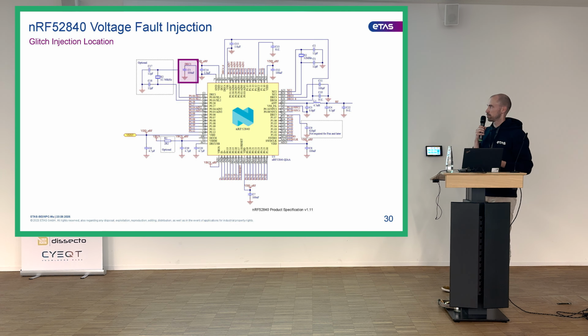Now, where do we want to inject this glitch? This is the chip, and this is the recommended layout, how you should lay out the chip, and which capacitors you should place around the chip to make it operate normally. And we have this DEC1 pin, and that's a capacitor for an internal voltage regulator. So the voltage that is present here on this pin comes directly from the core. So this is what powers the chip, or the CPU, I should rather say. And this is where we want to apply the voltage.